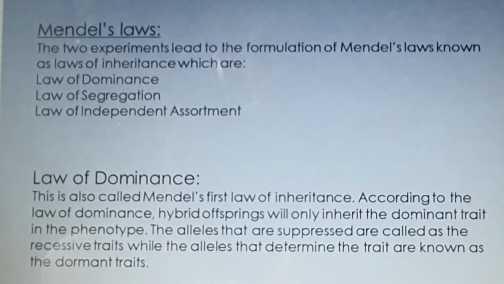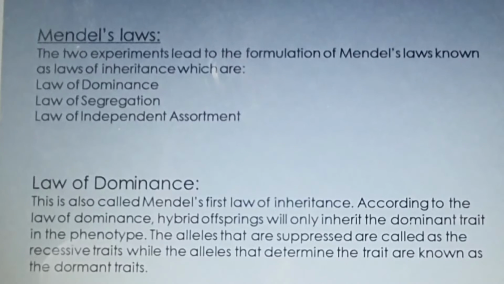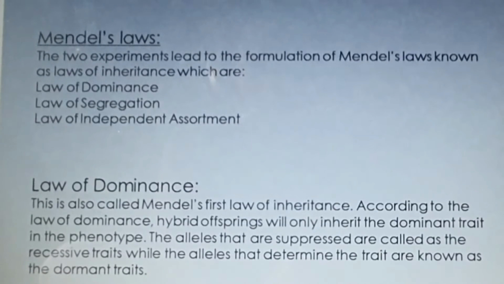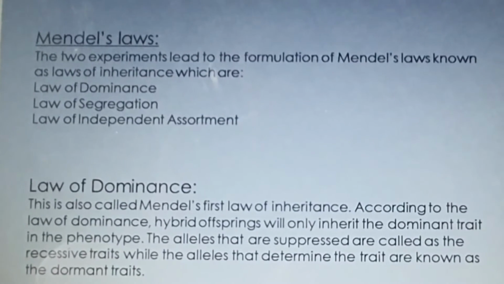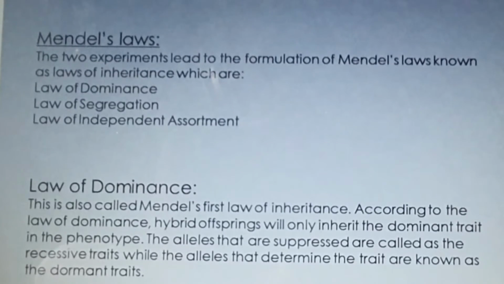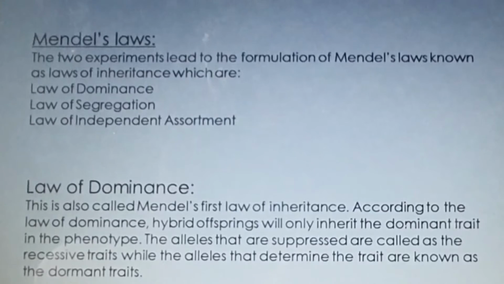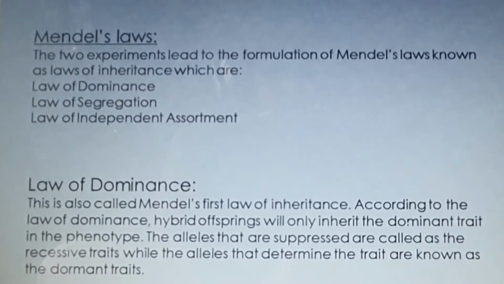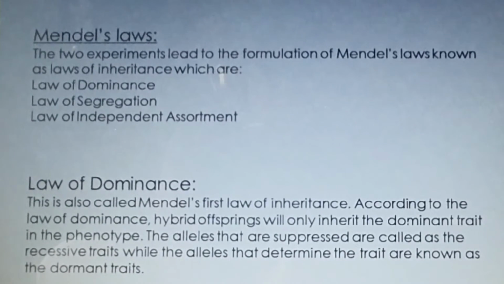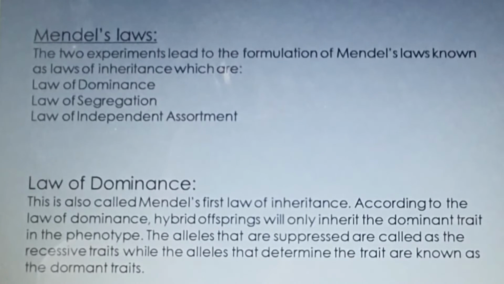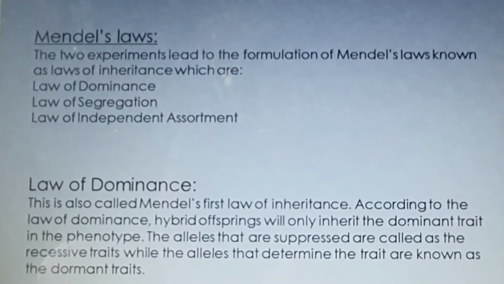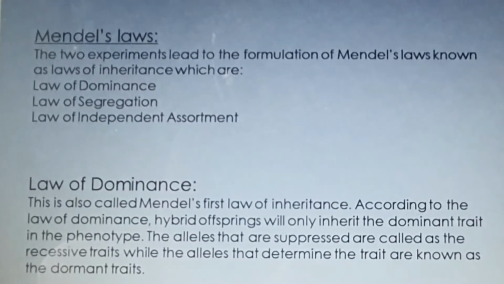What this law states is that hybrid offspring will inherit only the dominant trait in their phenotype. So what I told earlier, this is what the law says. The one combination which is dominant will be expressed phenotypically, and the alleles which are expressed are called dominant traits. The one which gets suppressed is called recessive trait. Okay, this is what the law of dominance says.